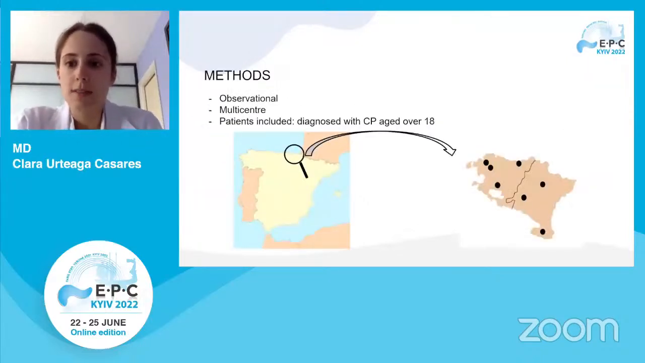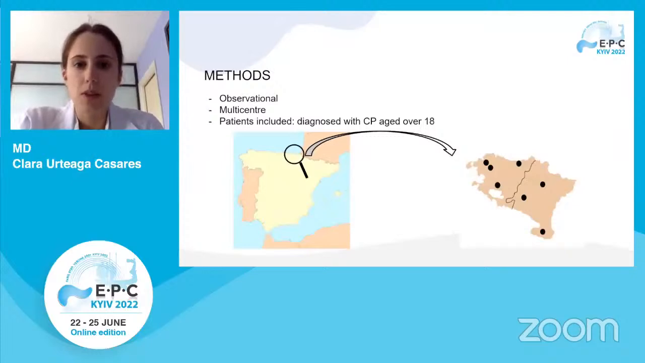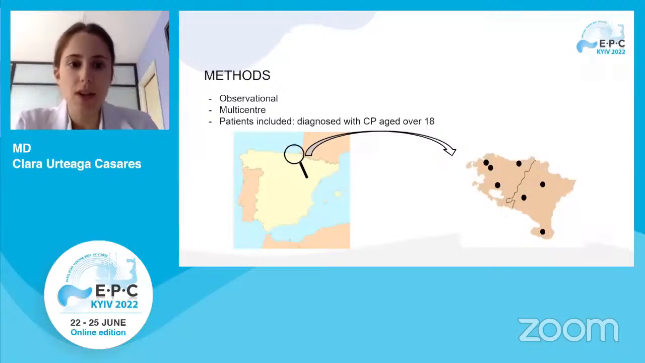To do so, we conducted an observational multi-center study where we included patients diagnosed with chronic pancreatitis aged over 18. I put a little map to locate us. We work in 2 different regions in northern Spain, the Basque Country and Navarre. As you can see, there are 7 centers that participated in this work.